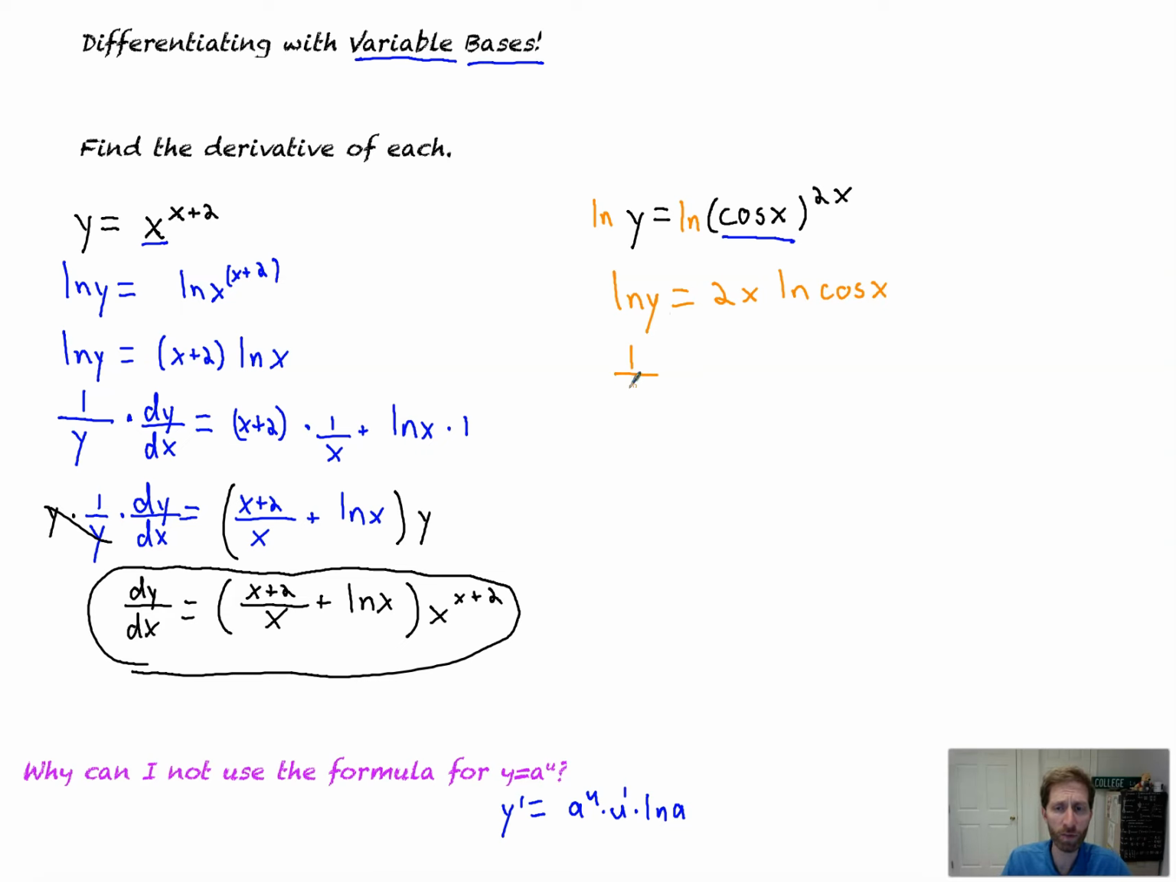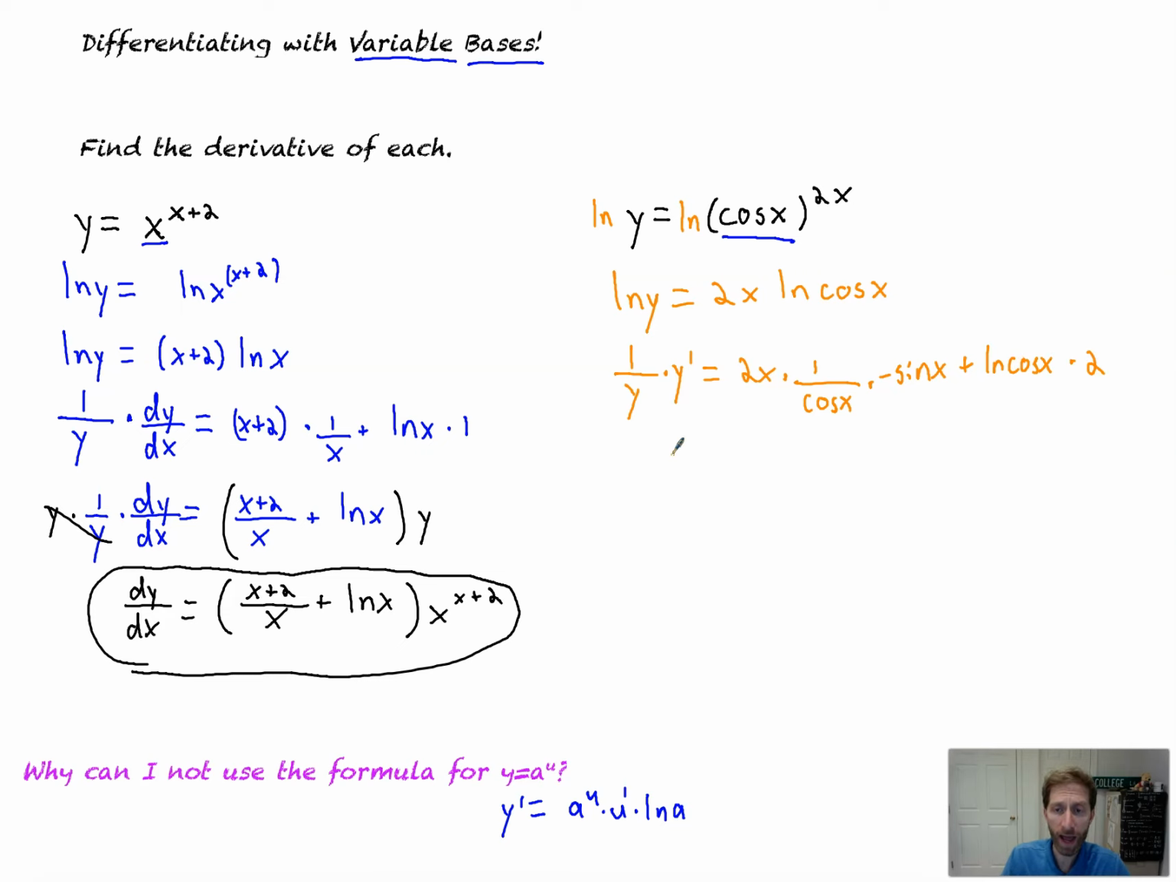We're going to take a derivative with respect to x. That's 1 over y, times y prime, which I'll write as y prime for a little bit of variety. Now we need the product rule. So that's first, d second, which is 1 over cosine x times minus sine x. That's first d second, plus second, ln of cosine x, d first, which is times 2.